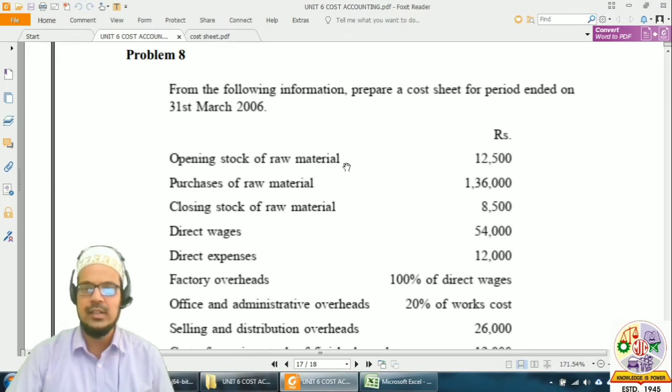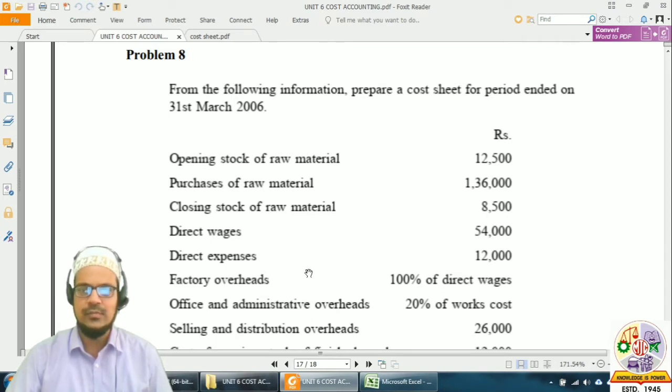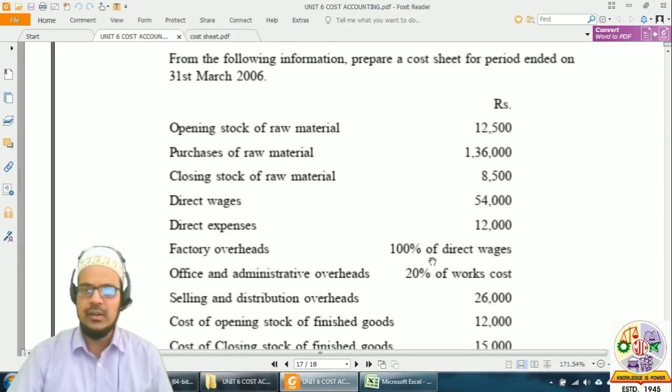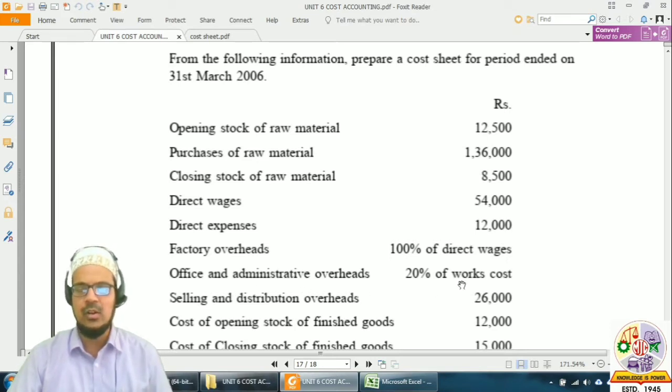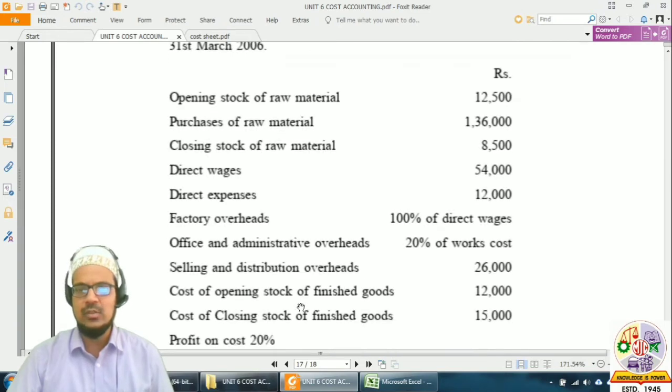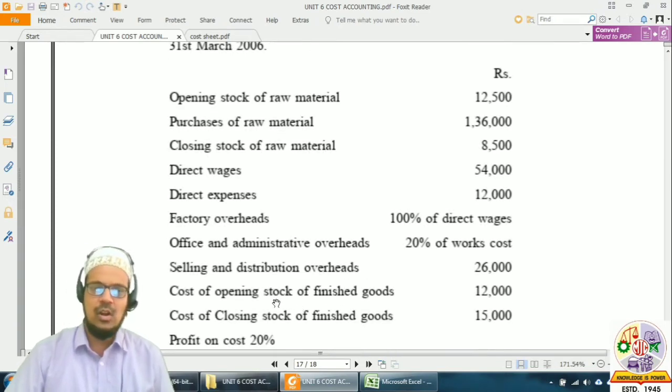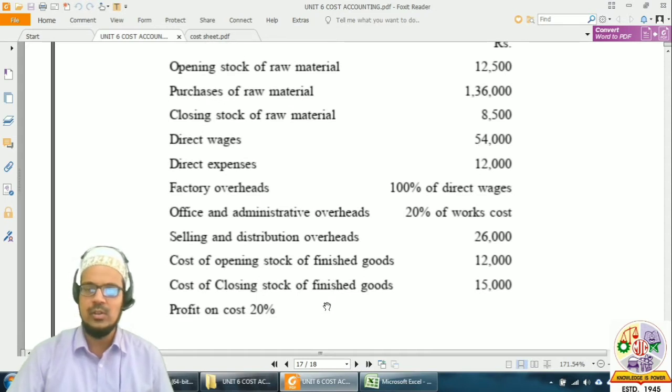Opening stock of raw material is given at 12,000. Purchase of raw materials 1,36,000. Closing stock of raw material 85,000. Direct wages 54,000, direct expenses 12,000, factory overheads 100% of direct wages, office and administrative overheads 20% of works cost, selling and distribution overheads 26,000, cost of opening stock of finished goods 12,000, cost of closing stock of finished goods 15,000, and profit on cost 20%.